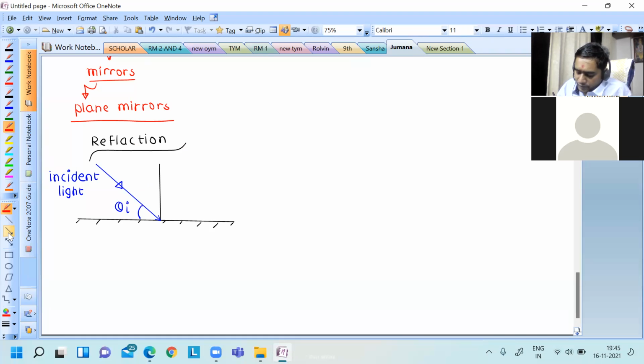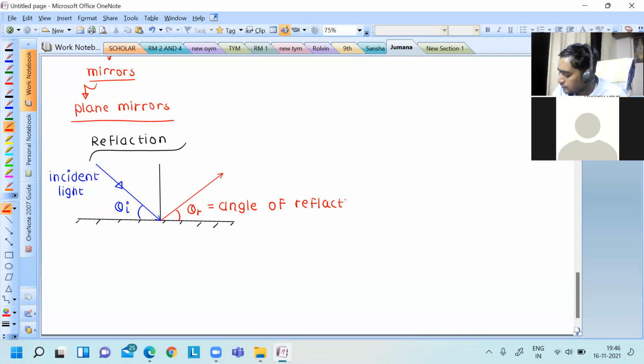And when this light reflects, this angle is called our angle of reflection. As per Fermat's principle, both the angles are the same. So both these angles are the same. So this is the law of reflection.